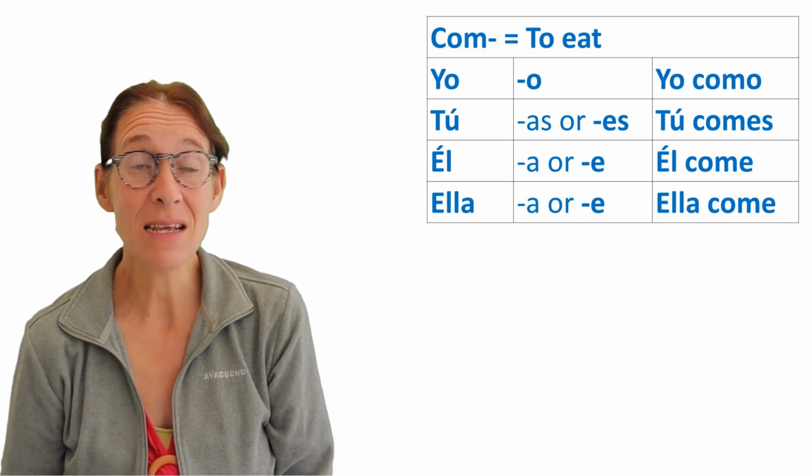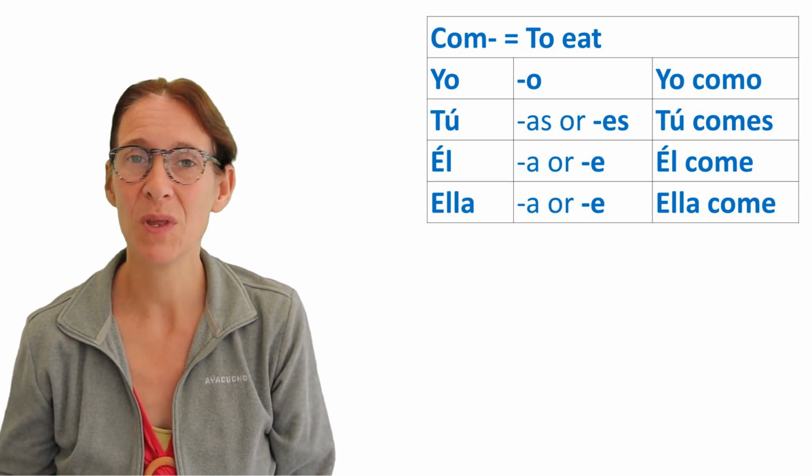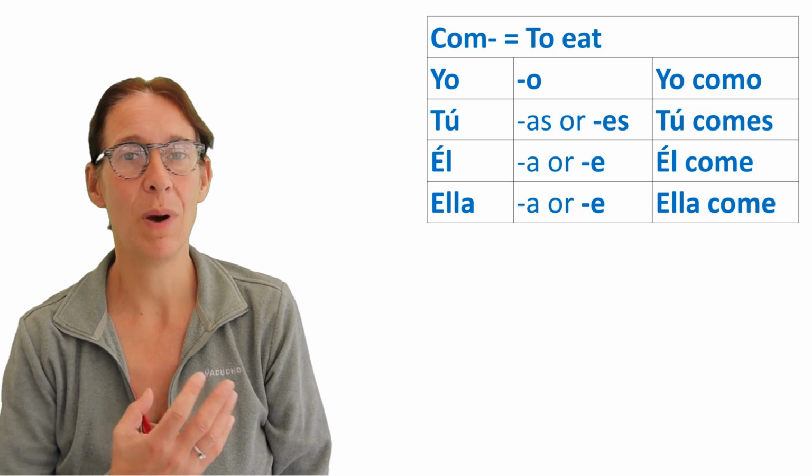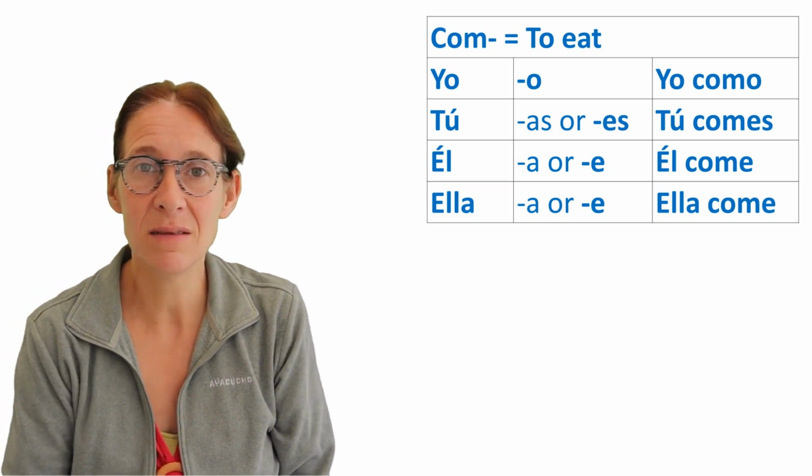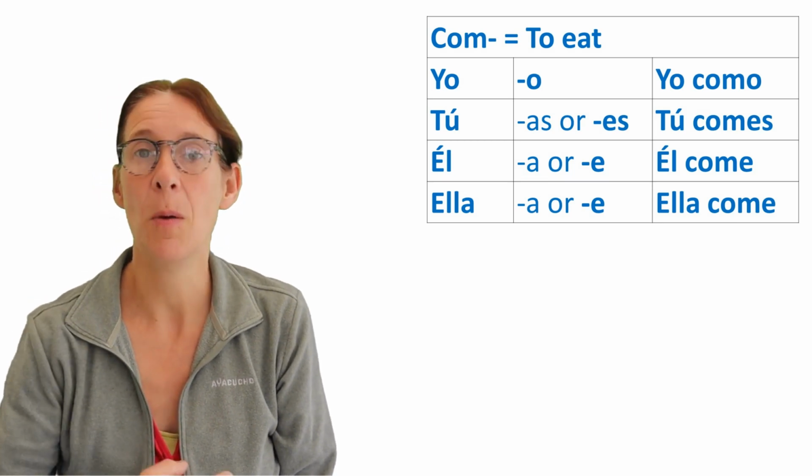And if it's she eats, the verb is just the same. So ella come pan. So come pan could mean he eats, or it could mean she eats bread.